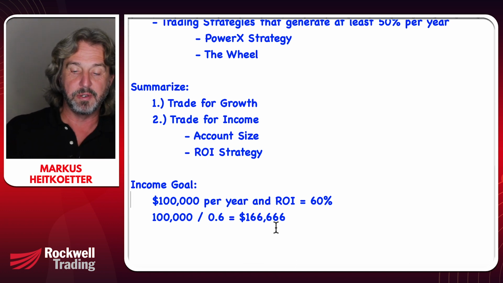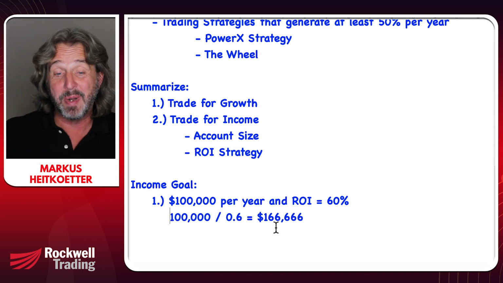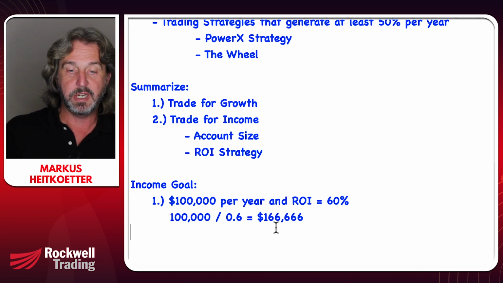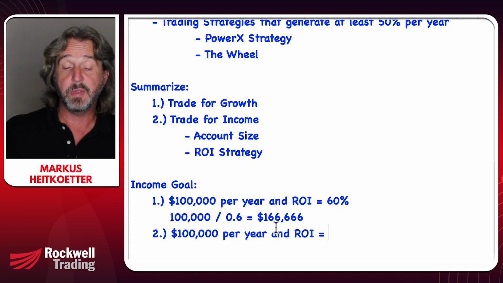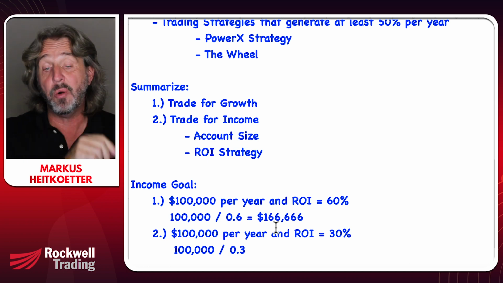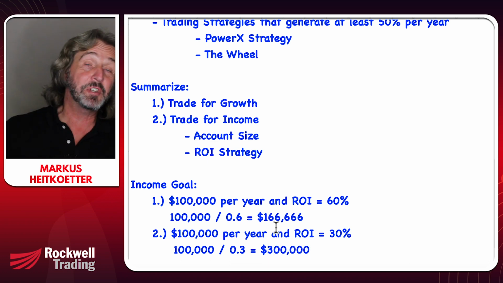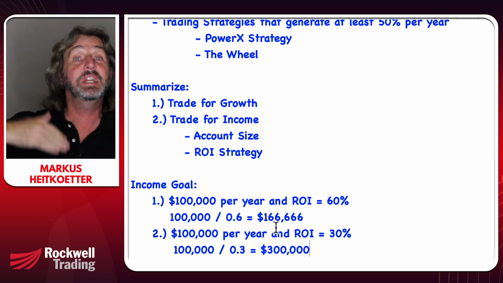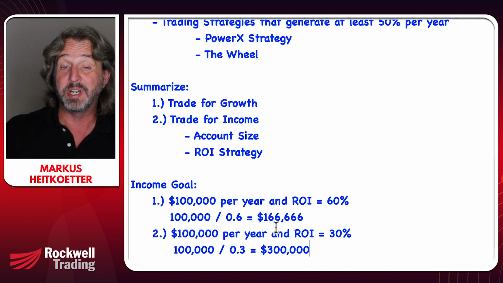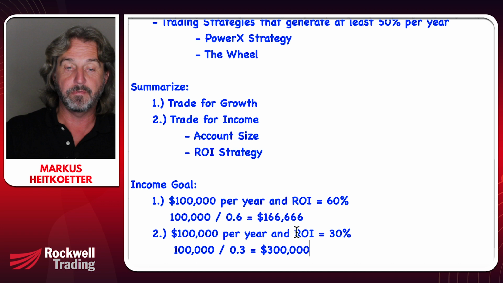Now, let me give you a few other possible scenarios so that you know exactly what strategy to use and also how much money you need in your account. So let's say that here you want to make $100,000 per year, but the ROI of the strategy is only 30%. If this is the case, again, you use the formula where you use the $100,000 divided by the ROI, which now is 0.3, and you arrive at $300,000. So if you have a strategy that generates 30% per year, you need to have more money in your account, right? This is why it is so important that you have these two variables, the account size and the ROI of the strategy. There we go.